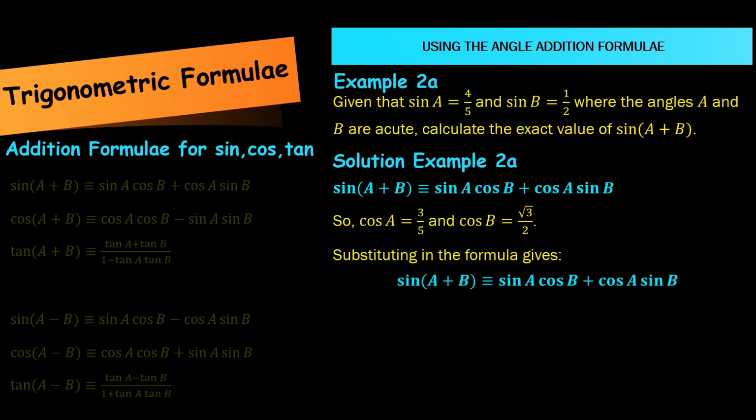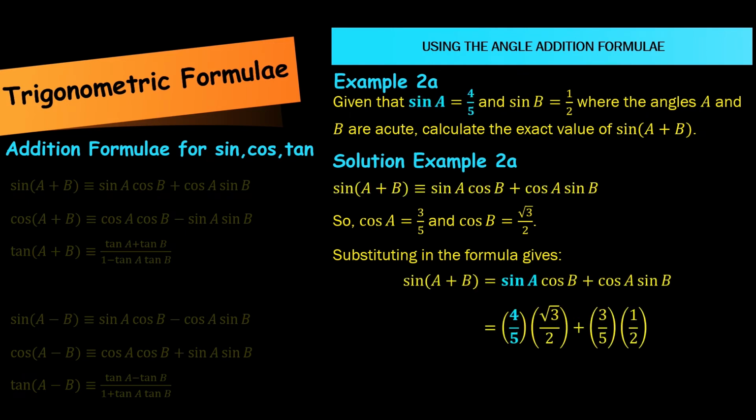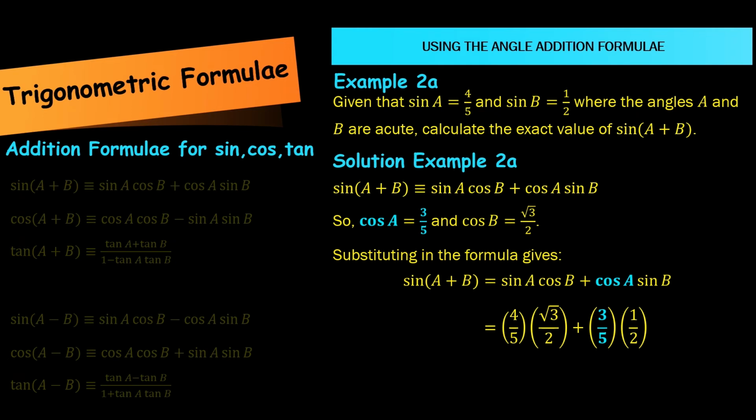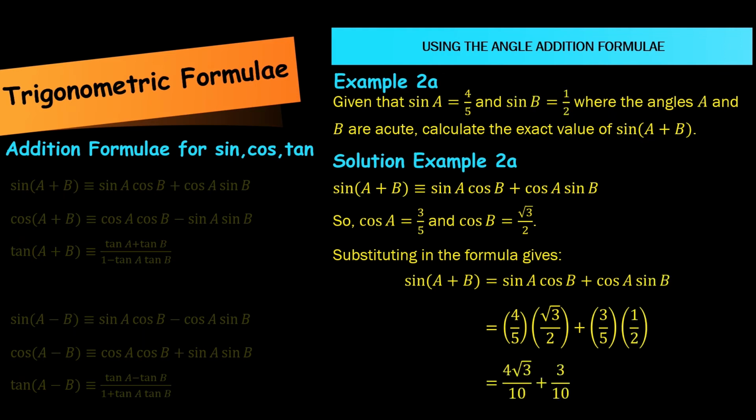We can now substitute the values into the formula for sin(A + B) to give 4 over 5, since sin A equals 4 over 5, times root 3 over 2, the value of cos B, plus 3 over 5, the value of cos A, times a half, which is the value of sin B. Tidying up this expression gives us 4 root 3 over 10 plus 3 over 10, which is equal to 4 root 3 plus 3 all over 10.